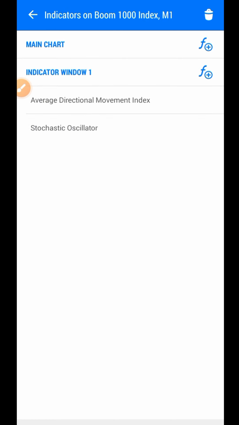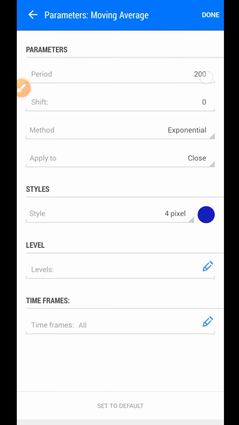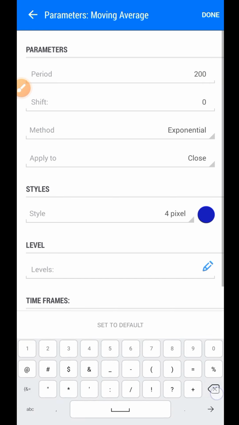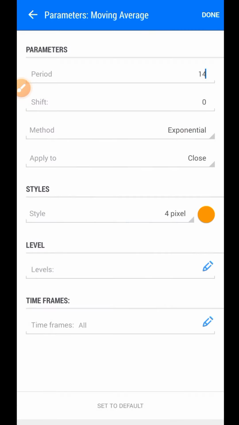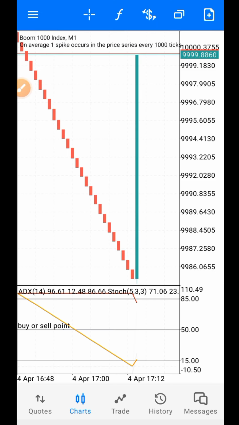The last indicator we are going to be adding under the indicator window is the moving average 14. So come to here, just edit it to 14. Then exponential, you can use any color of your choice. Let me use this color. Then click on done after that. You should have something like this on your chart if you get it correctly.